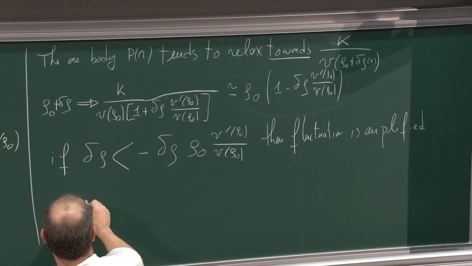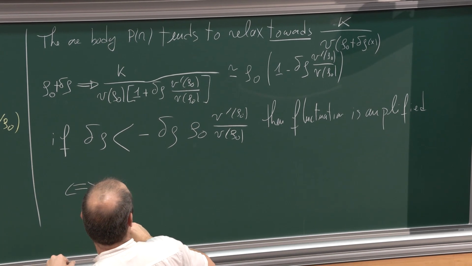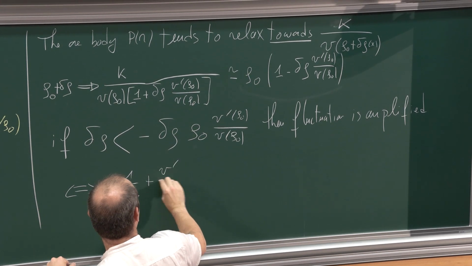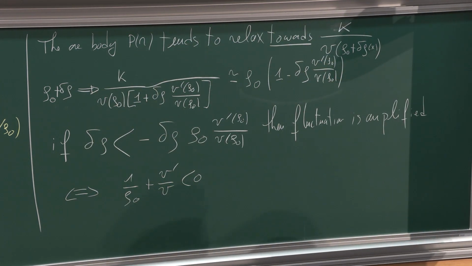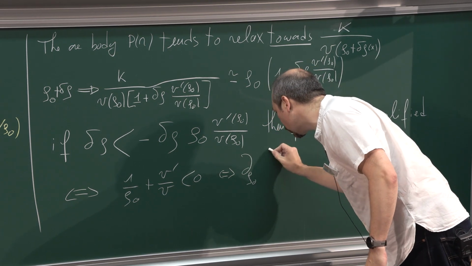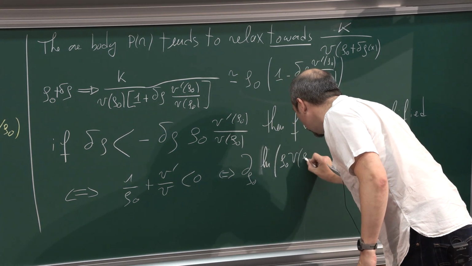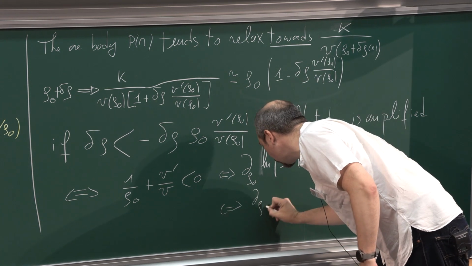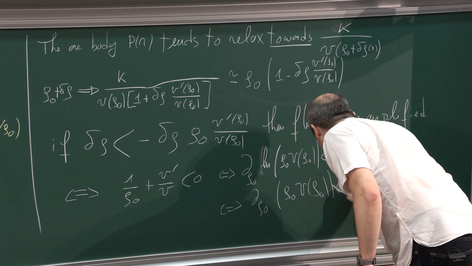I can rewrite this in a slightly nicer way. I divide by delta rho, I divide by rho naught, and I get 1 over rho naught plus V prime over V, which is negative. That's the derivative of log of rho naught plus the derivative of the log of V. So this is equivalent to the derivative with respect to rho naught of the log of rho naught V of rho naught, which is negative, which is equivalent to the derivative with respect to rho naught of rho naught V of rho naught to be negative.